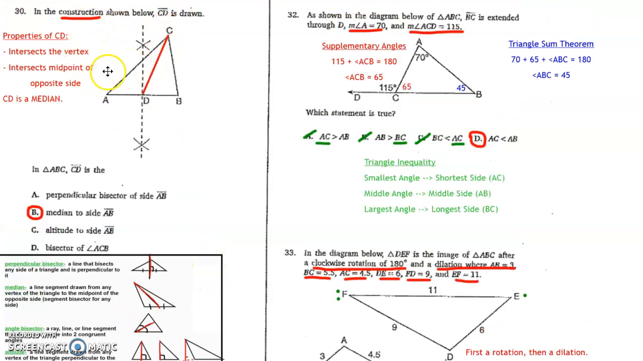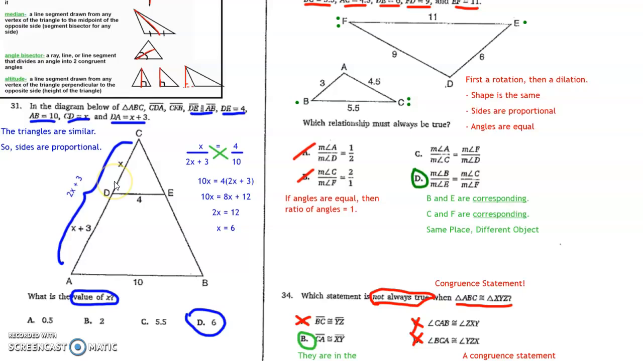You can tell that CD intersects the vertex, that's right here, and it also intersects the midpoint of the opposite side, that's here. This is, of course, the construction of a perpendicular bisector, which means we found that D is a midpoint, which means C to D goes from vertex to midpoint. If it goes from vertex to midpoint, it must be a median to side AB. Now be careful, because this construction right here is the construction of a perpendicular bisector, but the question didn't say, what's the dotted line? The question says, what is CD? CD is not the dotted line, CD is this bad boy. That's a median.